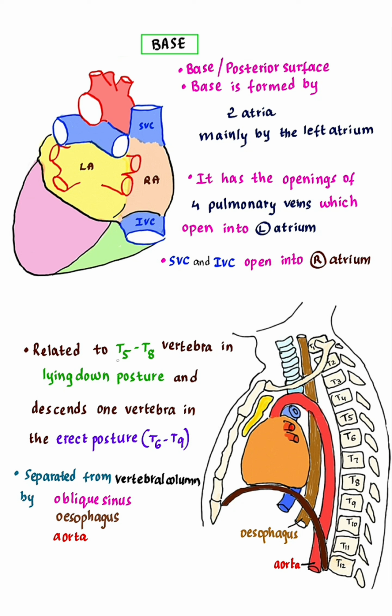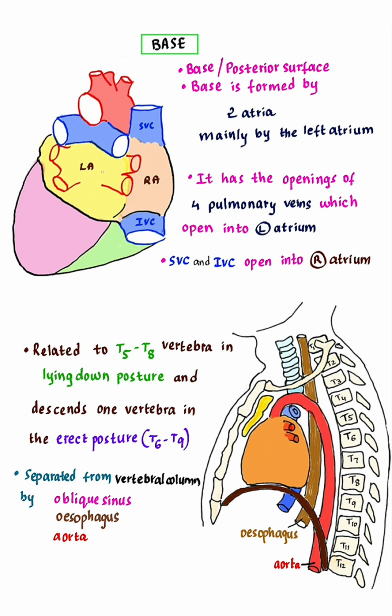The base is related to T5 to T8 vertebrae in lying down posture and descends one vertebra in erect posture, to T6 to T9. It is separated from the vertebral column by the oblique sinus, esophagus, and aorta. The oblique sinus is present behind the left atrium.